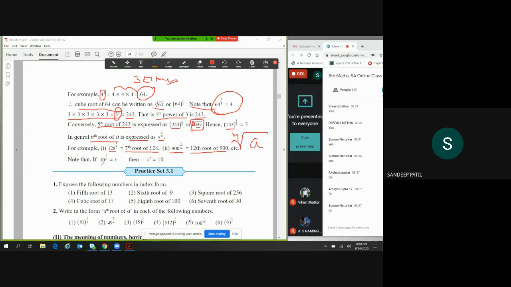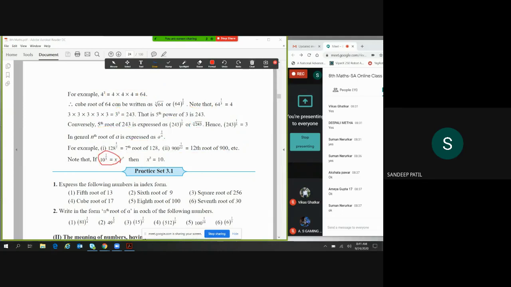Okay, so they have given one small way to represent. Suppose 10 raised to 1 by 5 is equal to x, then x raised to 5 is equal to 10. I will show you a small way to see how this becomes. So we know that 10 raised to 1 by 5 is equal to x. On both sides we can multiply, divide, add or subtract something, so it should be an equal number. Whatever we do, suppose we multiply this by 5, we should multiply here also by 5, so the value of this equation doesn't change. We know this rule from many standards, right?